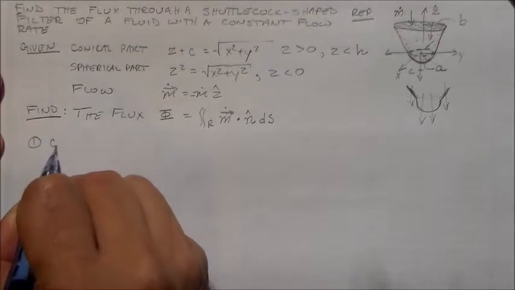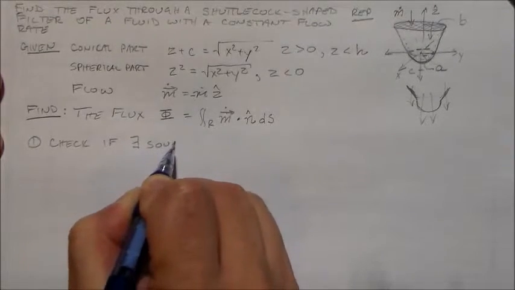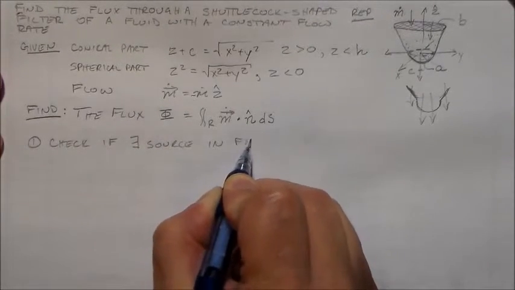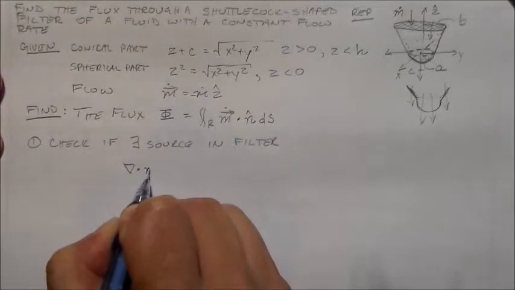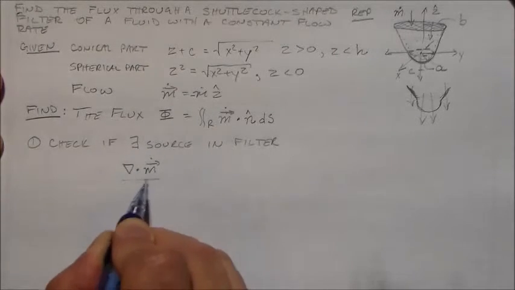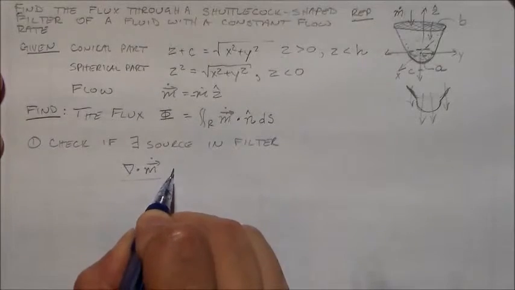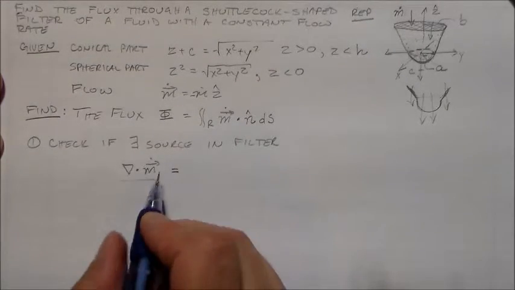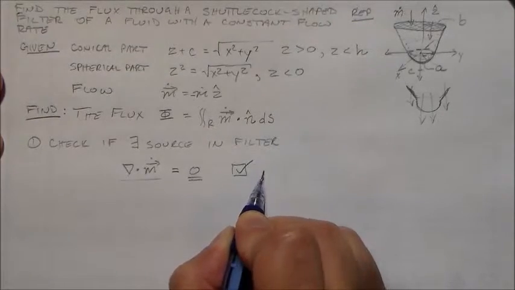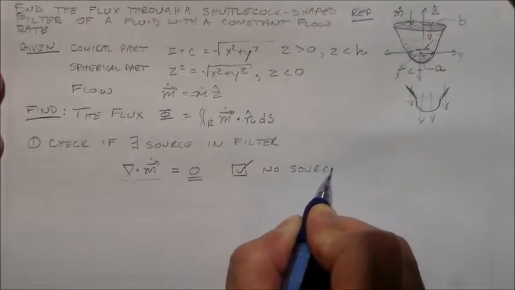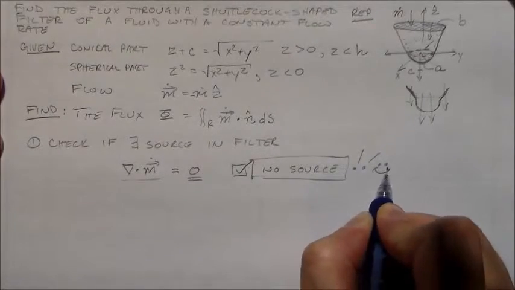So the first thing we have to do is actually check if there's a source in the filter. And I'm telling you there's not, and there's an easy way to check that. The way you check that is you take the divergence of your velocity field or your mass flow field. And since m dot is a constant, that's equal to zero, and so that's true. No source. That makes us happy.